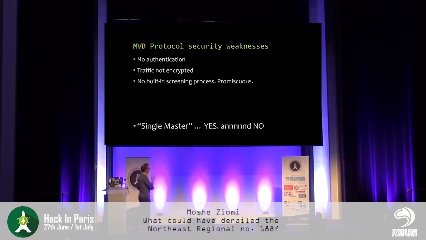Now, after this, we know that what we are missing is authentication, the traffic is not encrypted, and there is no built-in screening process. You can't screen by that kind of datagram because the slaves are not coming back with the slave's address. So that's a bit scary. But first, I am going to scare you more than that, rest assured.